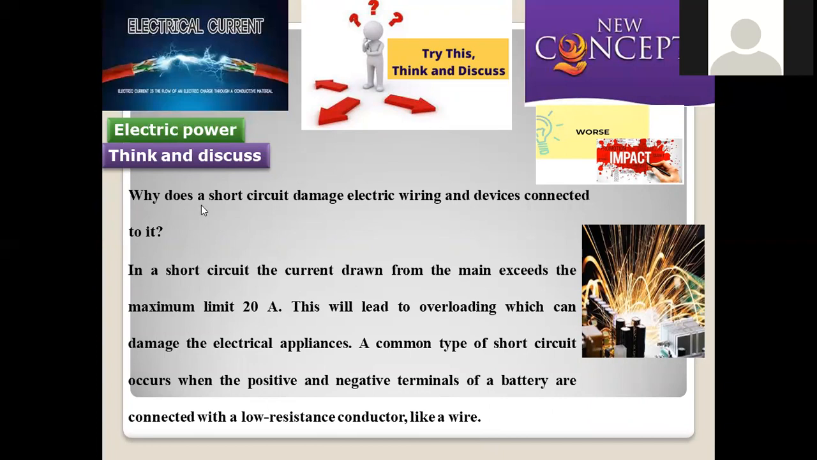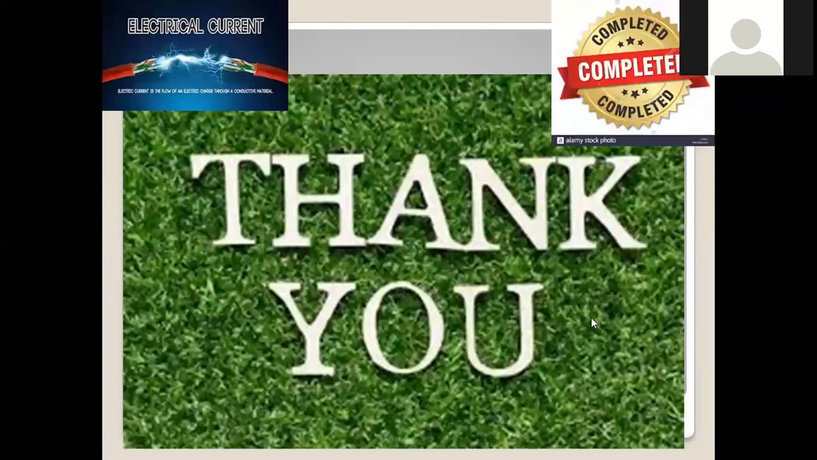So here, why does short circuit damage the electronic wiring and devices? Because over voltage will be supplied. The maximum limit will be 20 amperes and 240 volts only. But when a short circuit is there, the highest extent of current passes through it, which causes overloading, which causes melting of those wires, and fire generation is possible. That causes a very hazardous worse impact on us.